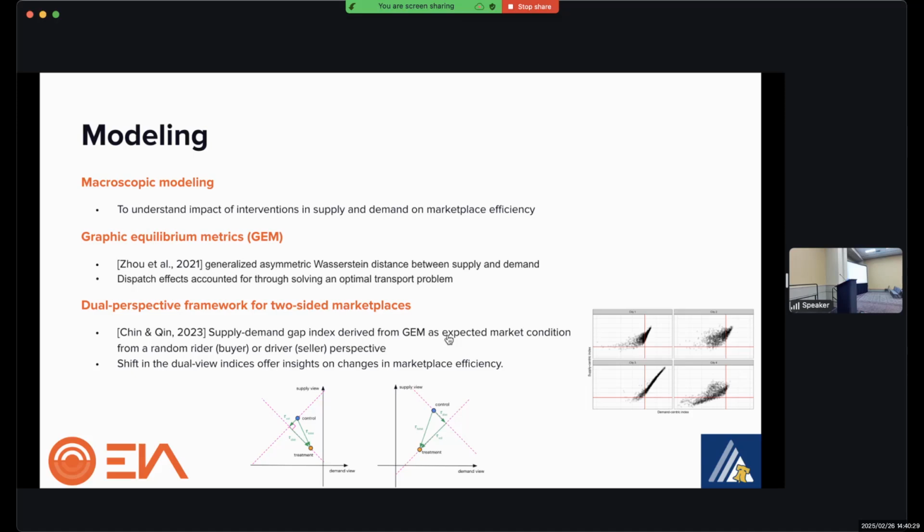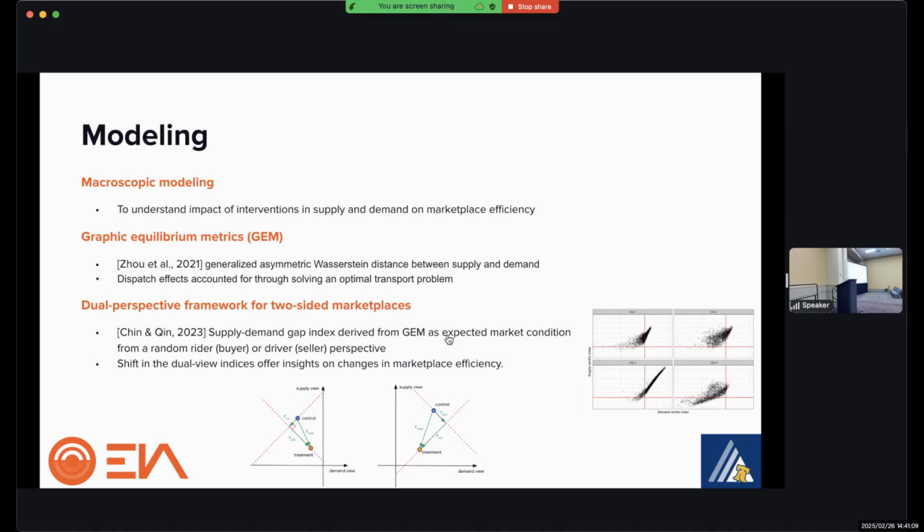So the GEM model, Hongtu has already talked about that in an early part of this tutorial. GEM is the graph-based equilibrium metric. Its original form is a generalized asymmetric Wasserstein distance between supply and demand. And in GEM, the dispatch effects are accounted for through solving an optimal transport problem. And we have extended the work into a dual perspective framework, specifically for two-sided marketplaces.